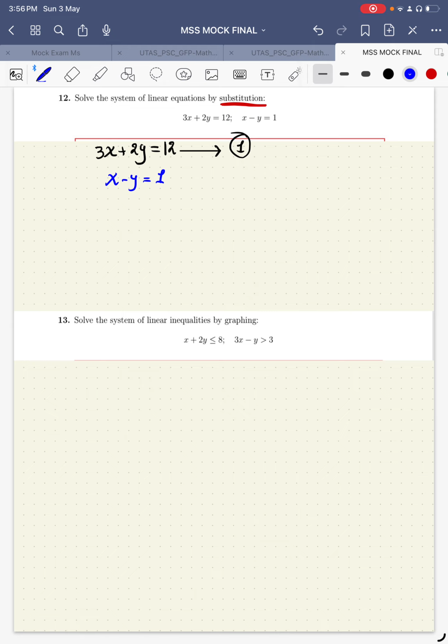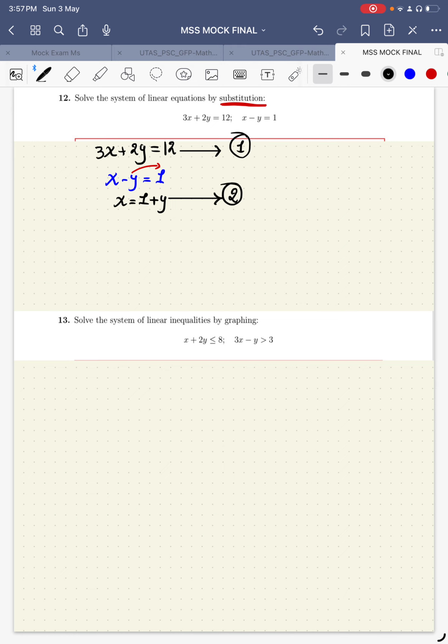As you can see, with the substitution method, we would like to put one variable on one side and the other variable and numbers on the other side. So in that case, I can take y to the other side. So I'm going to get x equals 1 plus y. And now that's my second equation, because one variable is expressed in terms of the other variable. So that's going to be my second equation.